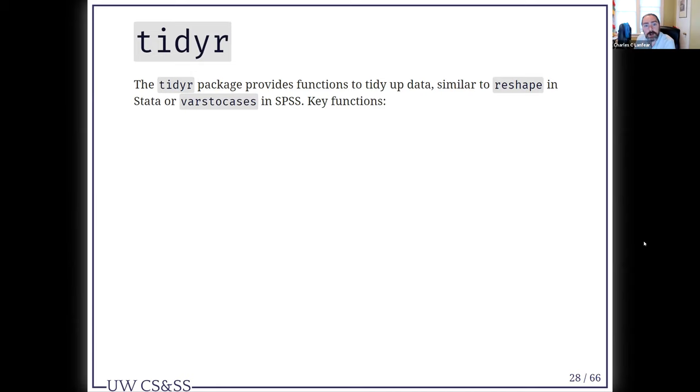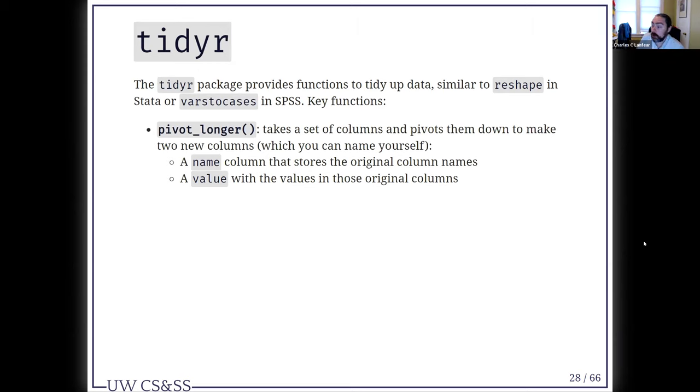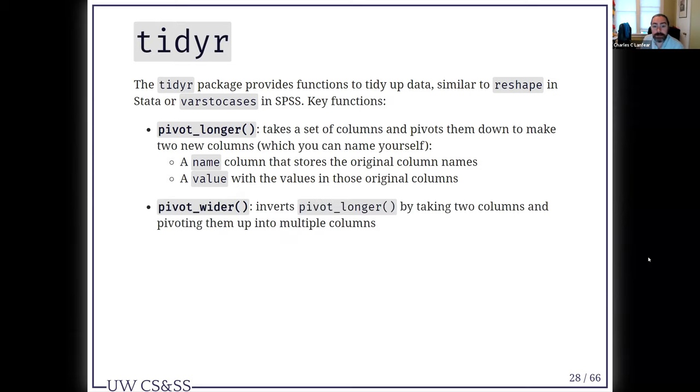The key functions in the tidyr package are things like pivot longer, the workhorse. Pivot longer takes a set of columns and pivots them down to make two new columns, which you can name yourself. It will create a name column that will store all the old column names and a value column that stores all the values that were in the original columns. The inverse of this is pivot wider. Pivot wider takes two columns and pivots them up into many columns, where the first column you give it becomes the column names. The second column you give it is the values inside those columns.